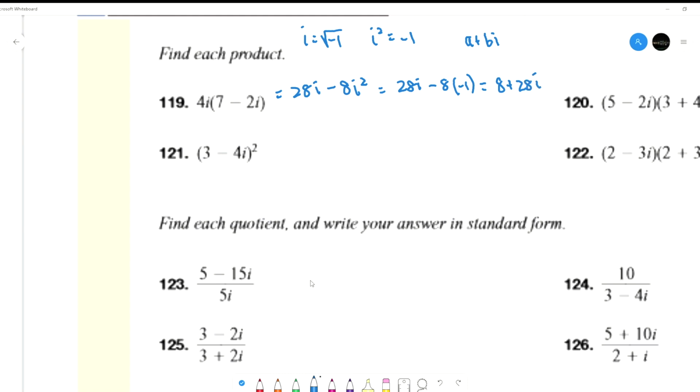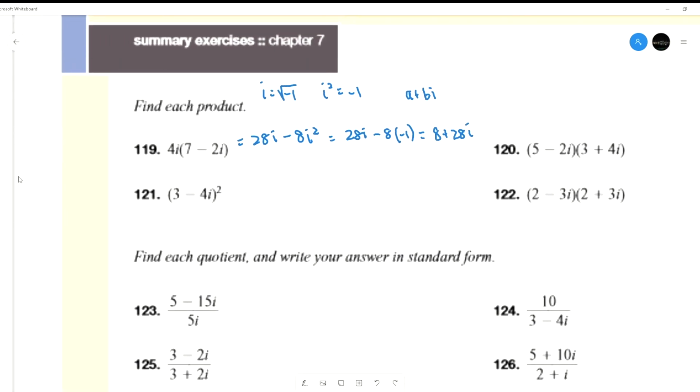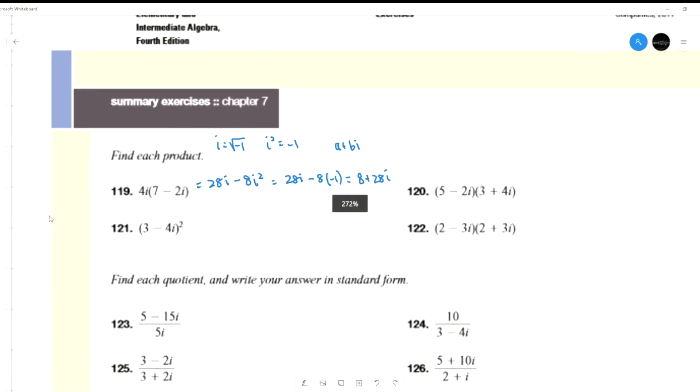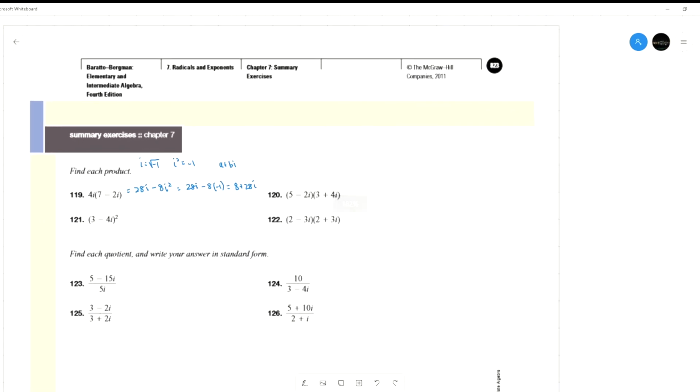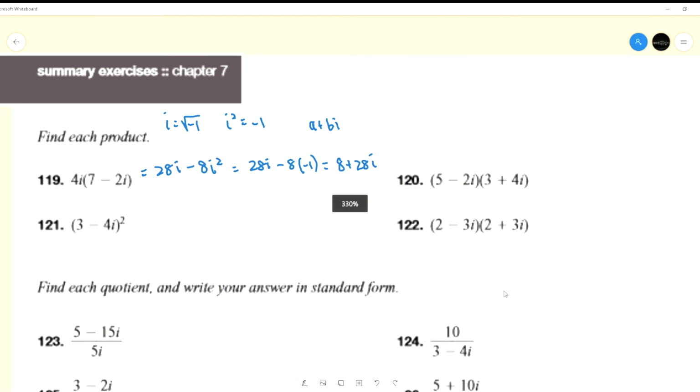And that's your answer. Let me actually move this down. Okay, let's try that again. Number 120. So now we're doing distributive property twice, right? Just like we were foiling.